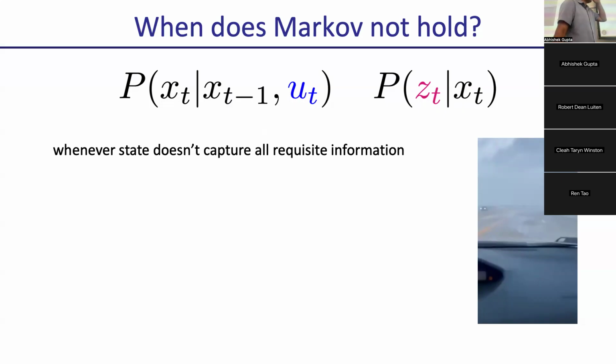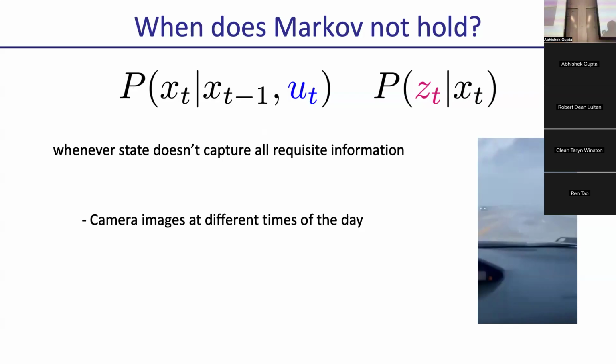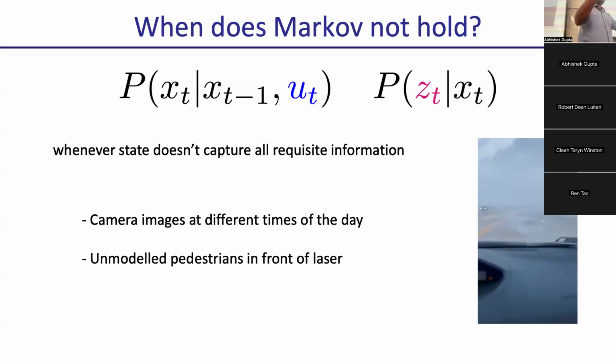basically when your state doesn't capture everything about the present. For instance, if you have camera images at different times of the day and your state is just position, how's it going to capture the difference in images? So your state is insufficient. Or if there are things like pedestrians who you're not modeling, they might be changing. If you ever start getting different sensor readings, or different sensor reading distributions, from the same state, that means you're not Markov, because your state doesn't capture enough. Or something like gusts of wind that you didn't model.